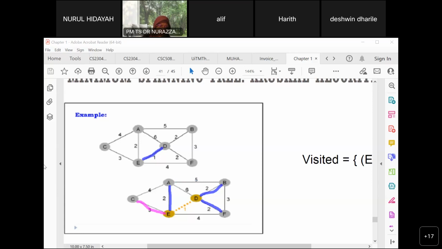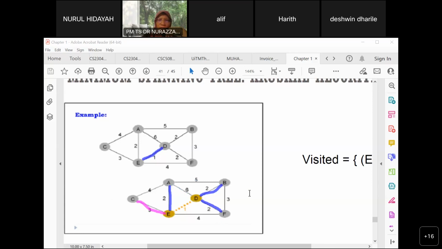Okay, this one. Dan juga 6. This one. Boleh tak saya pilih yang ni? Tak boleh juga sebab dia akan cause cycle. So saya tak boleh pilih this one. Okay. So actually kita dah connect all the vertices in the graph with the minimum spanning tree.